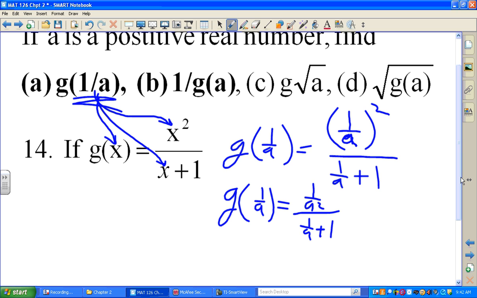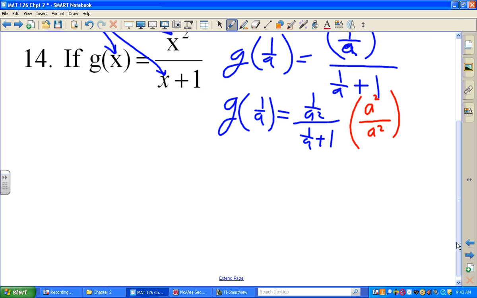What move am I going to pull next? What do you think? Does anybody have a thought? What move do I normally sledge it out? If I have a fraction over a fraction, I sledge out the denominators. I'll multiply the top and the bottom by what number? A squared over A squared. If you don't know that move by now, you haven't been paying attention. That's a sweet move. It gets you out of a lot of trouble.